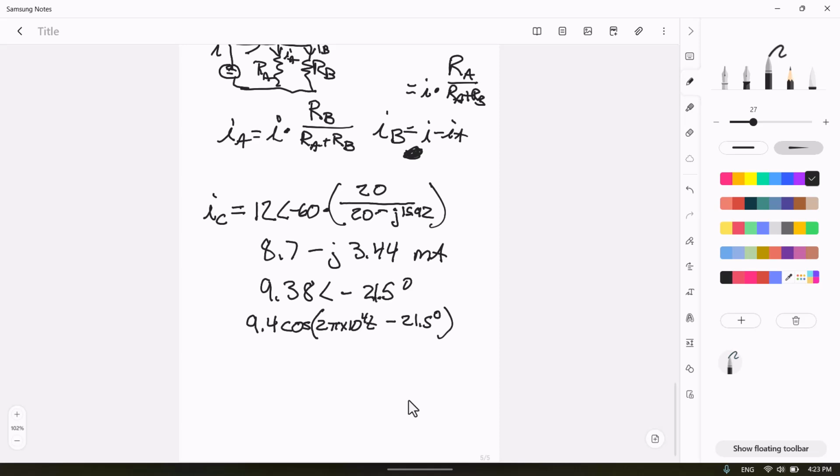Rectangular, yes? You said can you, or how do you? Well, that's rectangular. This is time domain. This is rectangular, and this is phasor. And I do need to put milliamps after it.